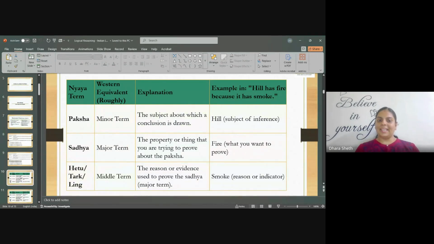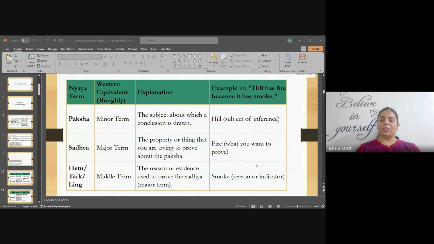The minor term, major term, and middle term. This is Western equivalent roughly, but that's not how we call it in Indian logic system. We use the terms paksha, sadhya, and hetu, tark, or ling. All 3 are same. Minor term or paksha is the subject about which a conclusion is drawn. Hill has fire because it has smoke. Here the subject of inference is hill. So hill is called paksha.